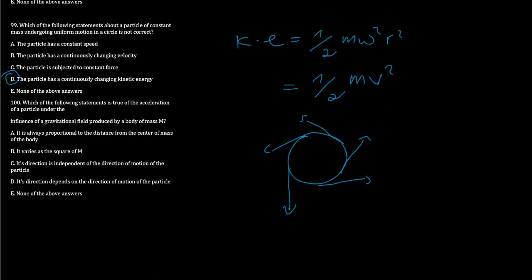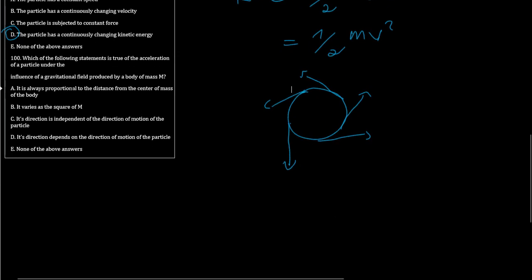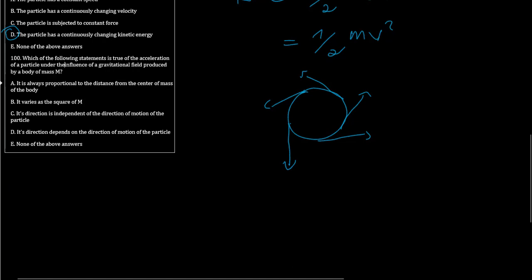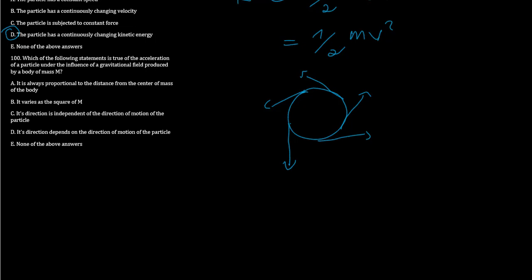Question number 100. Which of the following statements is true of the acceleration of a particle under the influence of the gravitational field produced by a body of mass m? A. It is always proportional to the distance from the center of mass of the body. B. It varies as the square of m. C. Its direction is independent of the direction of motion of the particle. D. Its direction depends on the direction of motion of the particle. E. None of the above. So the correct option is option C.